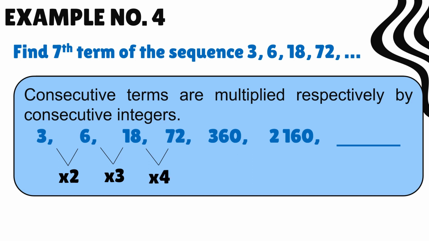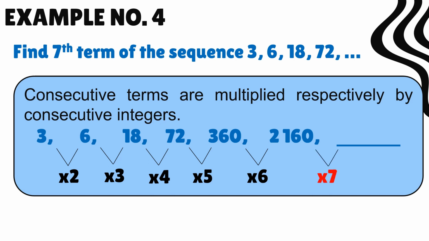If you get the ratio of 360 and 72, the result is 5. If you get the ratio of 2160 and 360, the result is 6. Now, what must be the ratio of the 7th term and the 6th term? Okay, it is expected that it is 7.